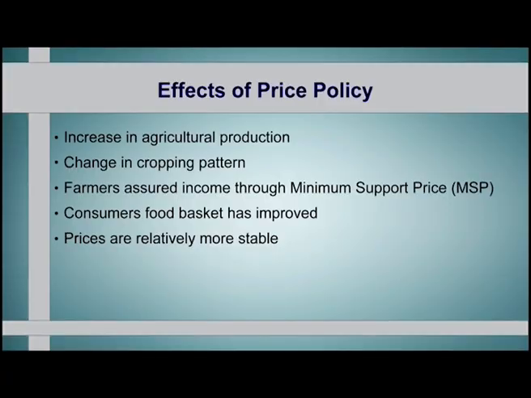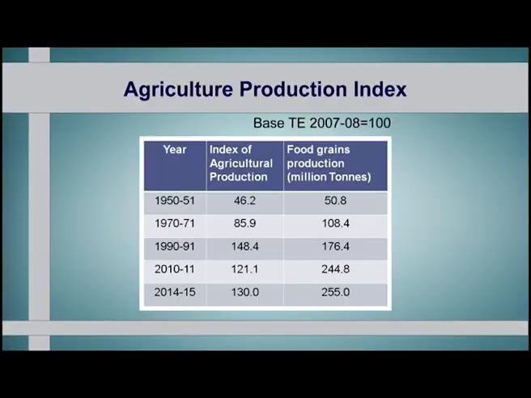Effects of the price policy: it has led to an increase in agriculture production and a change in cropping pattern, more of the cereals, but of course it may not be a very good thing for increasing the land on cereals only. Farmers are assured through minimum support price. This is one of the very important effects. Consumer basket, food basket has improved because of the pricing policy of the government of India. Prices are relatively more stable now as compared to the earlier situation.